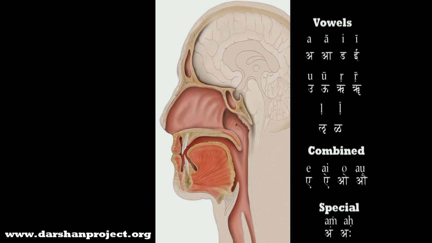And the next combined vowel we have is when we take the long a and i sound to make ai. The third is when we take a and u to make o. And the final is the long a and u to make au, ow.